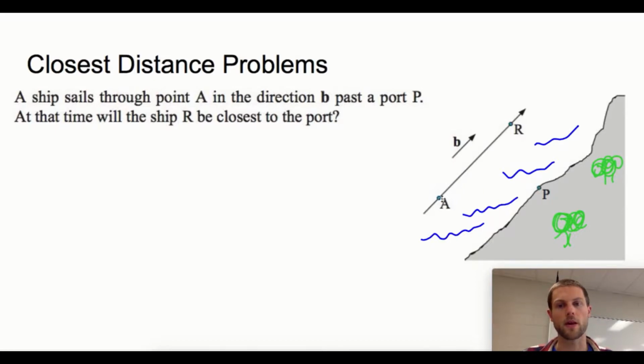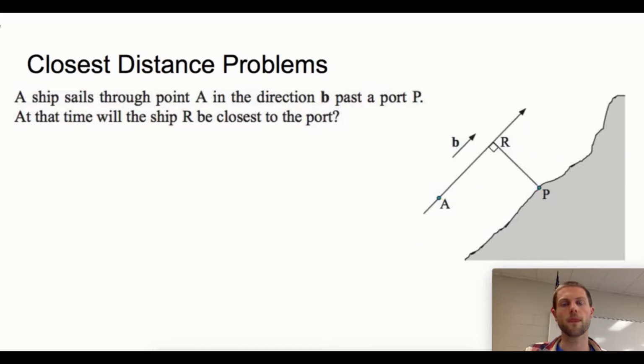So think about that. Right now, where I begin, I am this far away from P. As I continue to move on and on and on, R is this far away from P. At what point on this line in the direction of travel will I be closest? Think about that. Hopefully what was coming to mind was a perpendicular line. This is the closest I will ever get to point P as long as I'm traveling in this direction.